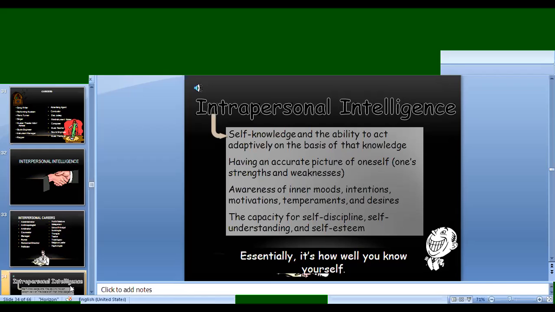Okay, now another third factor is awareness of inner moods, intentions, motivations, temperaments, and desires. Then the capacity for self-discipline, self-understanding, and self-esteem. See, now just try to join all these concepts. First is you have to have a self-knowledge about yourself, and you should know what your strengths and weaknesses are. So based on that, you try to choose the goals of your life.